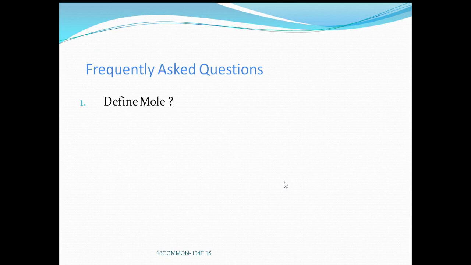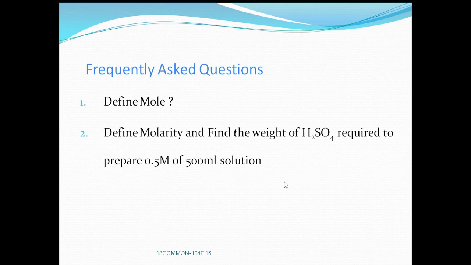So some questions: define mole, define molarity, and find the weight of H2SO4 required to prepare 0.5 M, 500 ml of solution. This is one more question, right? Note this down. See this question once again: define molarity. He is asking for the molarity definition and also a problem in one question only. Define molarity, find the weight of H2SO4 required to prepare 0.5 M, 500 ml of solution. He is asking for weight.